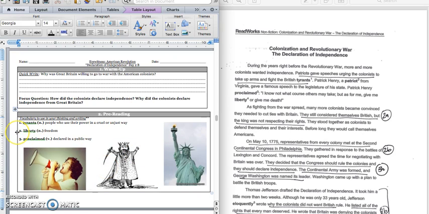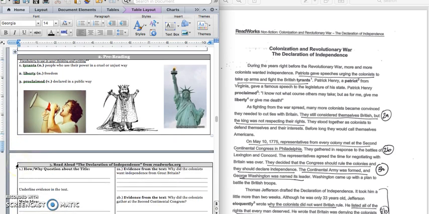The next word is liberty. That means freedom. So we would draw a picture to Lady Liberty. She is a symbol of freedom in America. And the last one is proclaimed, and that's to declare something in a very public way. You can draw a line to this picture of the guy with the megaphone.